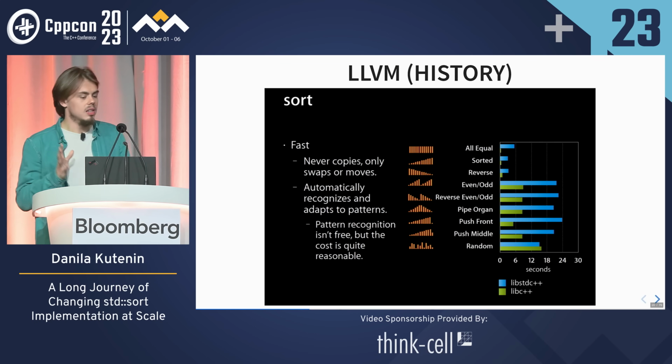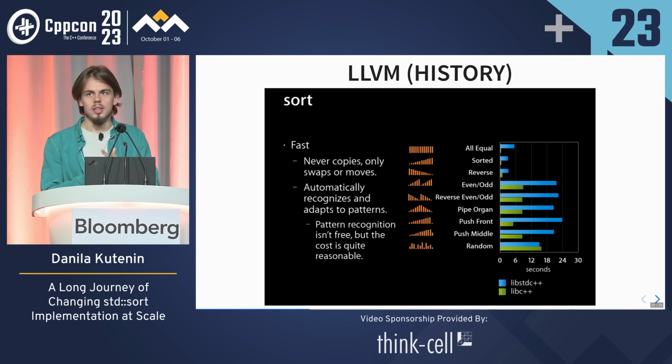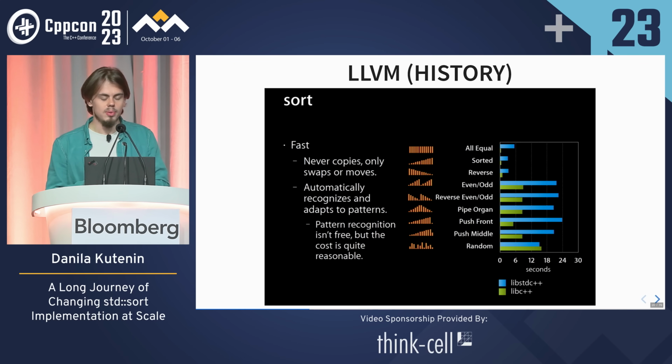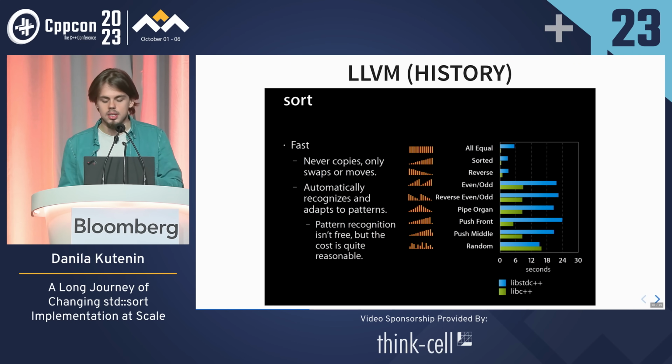If we talk a little bit about LLVM history and sorting in LLVM history, it doesn't do only quicksort. It didn't want to do only quicksort. It only wanted to be a little bit faster than libstdc++ back then. This is a slide from an LLVM conference from 2010, I guess. C++11 hadn't been adopted. What it wanted to do was adapt to certain patterns. For example, equal patterns, ascending, descending, even odd, some pipes, maybe almost sorted, and random, of course. Random sorts are also important.